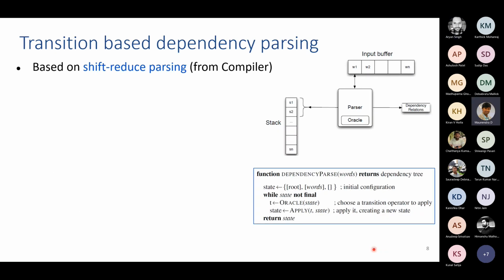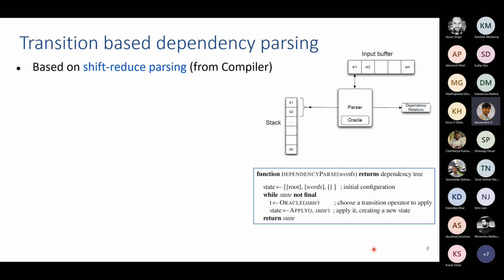Now we'll talk about one traditional technique for dependency parsing. We can call it a technique, and we can also call it a framework. It has certain components where you can replace things from one algorithm to another algorithm, and you may get different results. So we'll talk about the transition-based framework for dependency parsing.